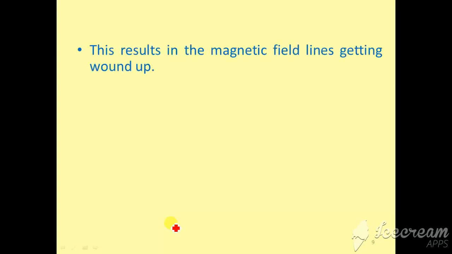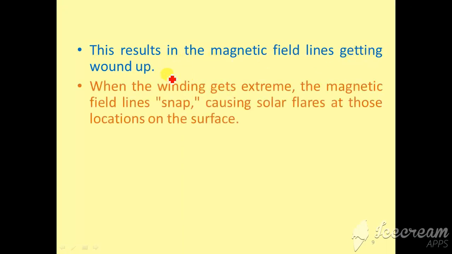So what happens due to this differential rotation? This results in the magnetic field lines getting wound up. And when the winding gets extreme, the magnetic field lines snap. They explode, causing solar flares at those locations on the surface. Where the magnetic field line winding is very high, there is a kind of explosion which causes the solar flare.